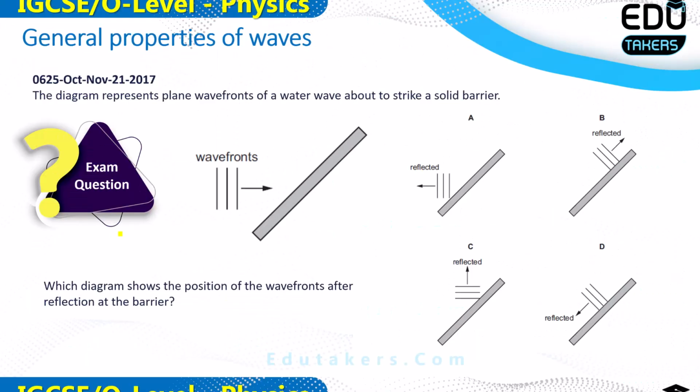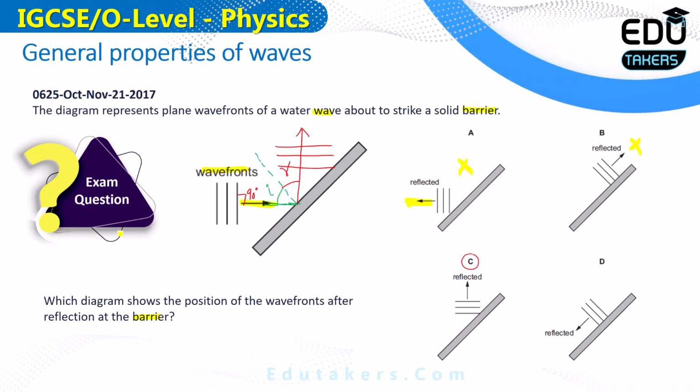Let's go back and see again the answer C. If you observe the direction of the incident ray and also the direction of the reflected ray and also draw here the normal line, you will see that the angle of incidence and angle of reflection are equal. That's why the correct answer is C.